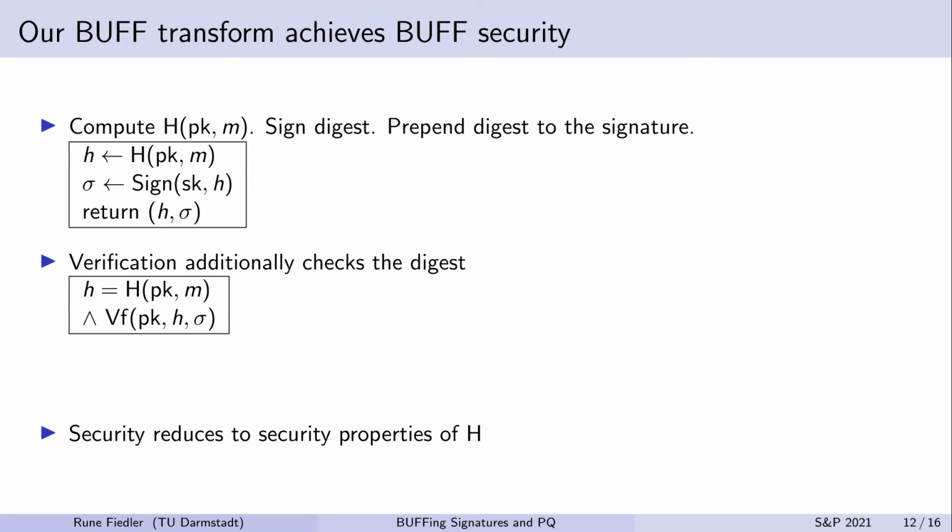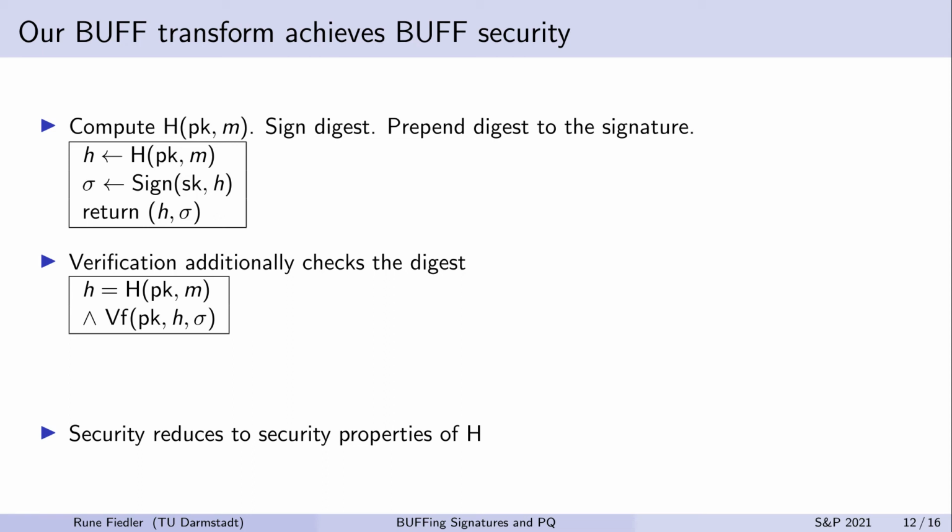The verification algorithm also needs to be changed accordingly. First, we check that the hash digest that is included in the signature matches the hash of the public key and the message. Then we invoke the verification algorithm of the original scheme with the hash digest as message. If both conditions hold, the signature is accepted. As you can see, the overhead in terms of computation time is a hash function evaluation in both the signing and verification algorithm, which is usually negligible.